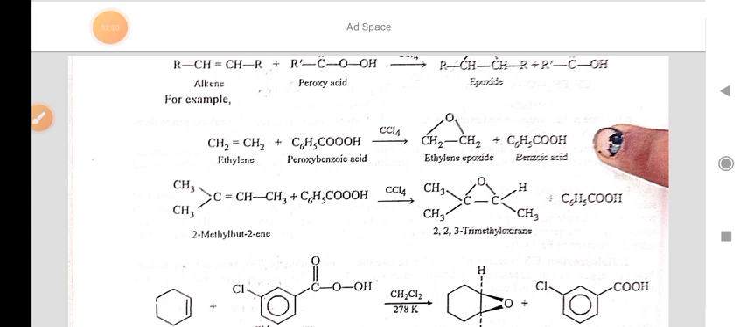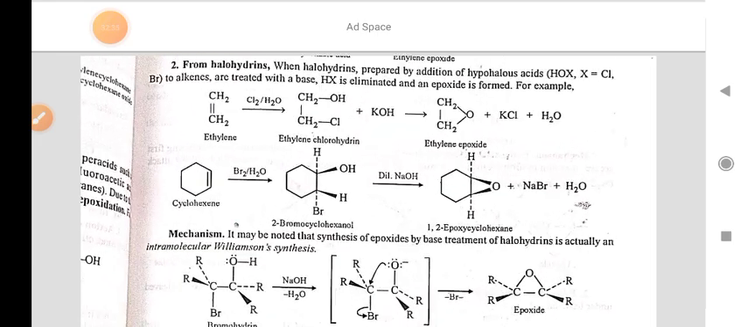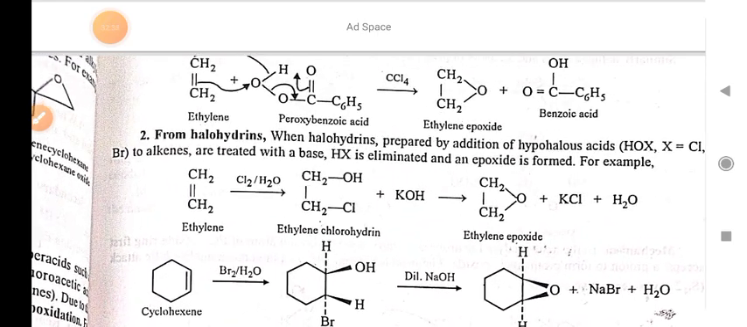2-methylbutene plus peroxybenzoic acid gives 2,2-trimethyloxirane and benzoic acid on reaction in CCl4. Mechanism. Peroxy acids act like electrophiles, and the reaction is believed to proceed by the following mechanism. Ethylene plus peroxybenzoic acid, on reaction in CCl4, gives ethylene epoxide and benzoic acid.